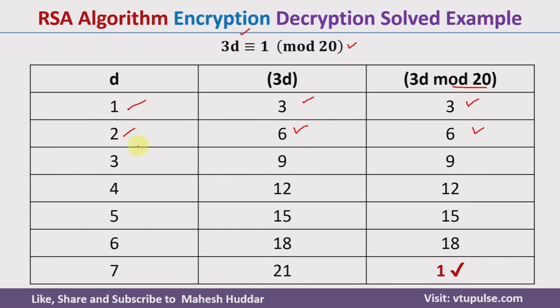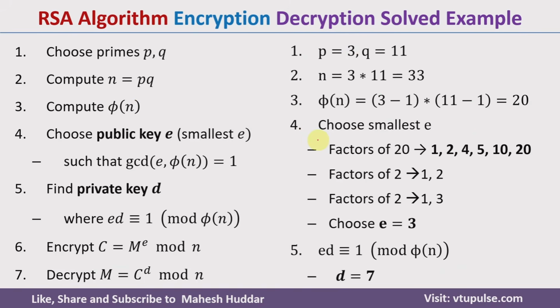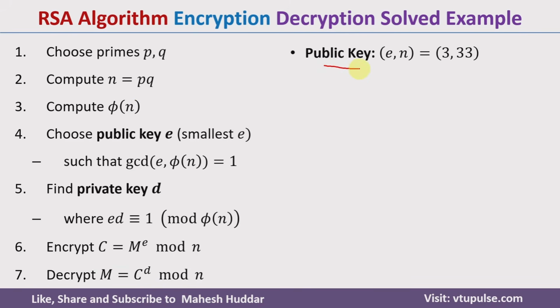If you go on selecting the D value, once you reach D is equal to 7, 3D will become 21. So 21 mod 20 is equal to 1. This D value is satisfying this equation. So we will select D is equal to 7. We got the public key, that is E comma n is equal to 3 comma 33, and the private key as D comma n is equal to 7 comma 33.